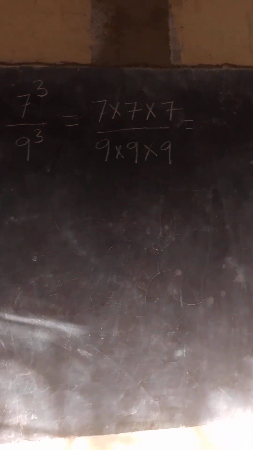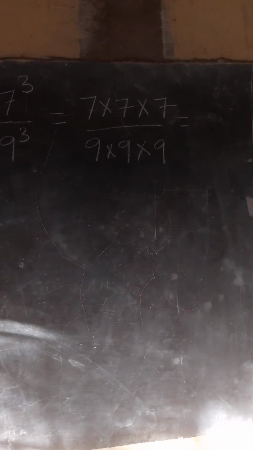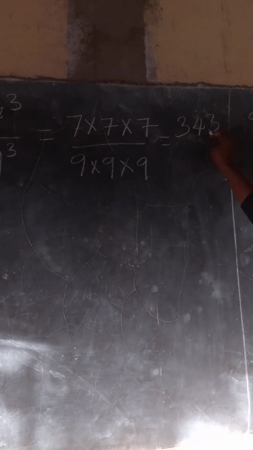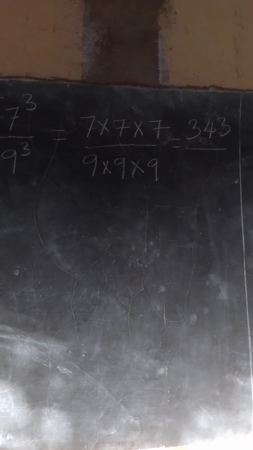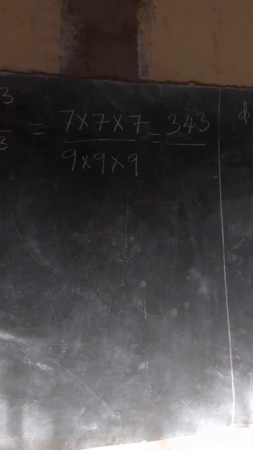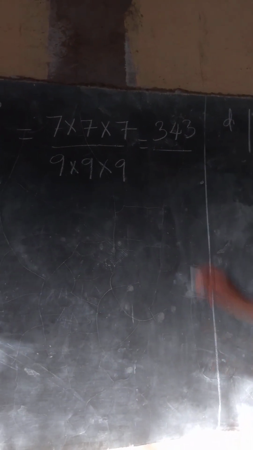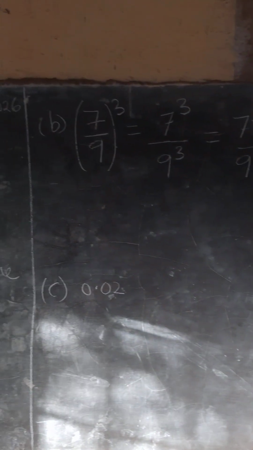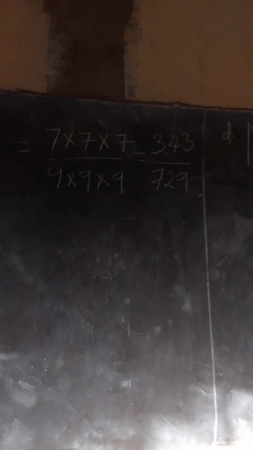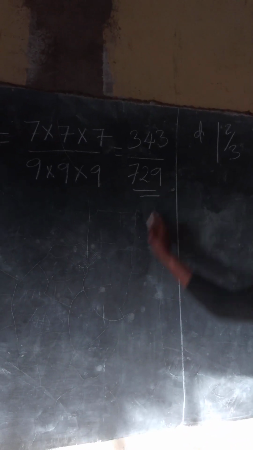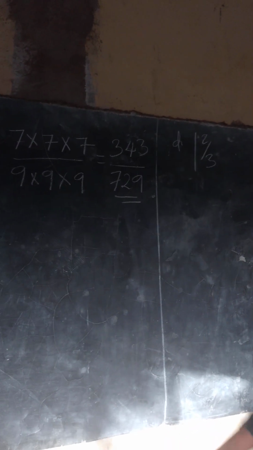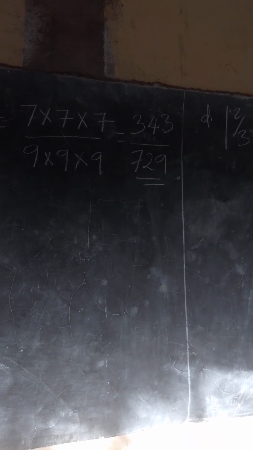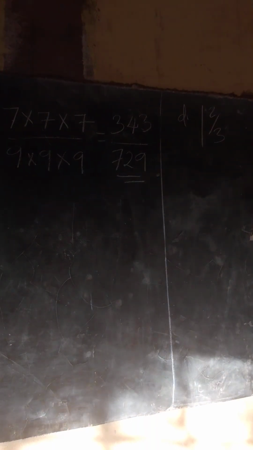And what is 7 times 7 times 7? Yes, Mutanu? 343. 343 over, what is 9 times 9 times 9? Wende? 729. Is this fraction in the simplest form? Can it be simplified any further? No. So the answer for 7 over 9 cubed is 343 over 729.